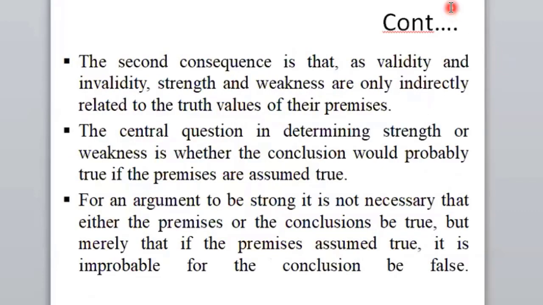The second lesson that we can learn from the above 2 examples is that validity and invalidity, that is, strength and weakness, are not directly related to the truth value of their premises. It's not direct, okay? The central question in determining strength and weakness is whether the conclusion will probably be true if the premises are assumed true.